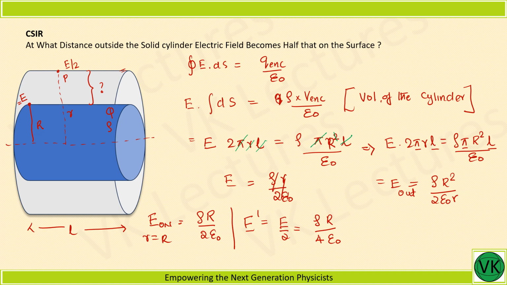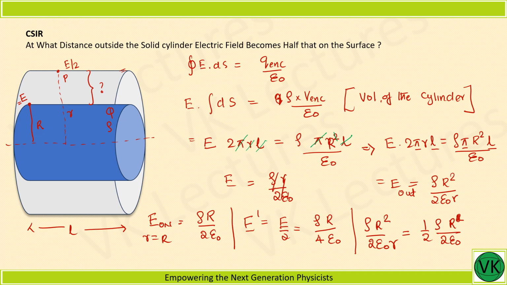So half that on the surface. So if these two are equal, you can write it as this formula: rho r square divided by 2 epsilon naught into r equal to half rho capital R square, sorry, rho r divided by 2 epsilon naught.